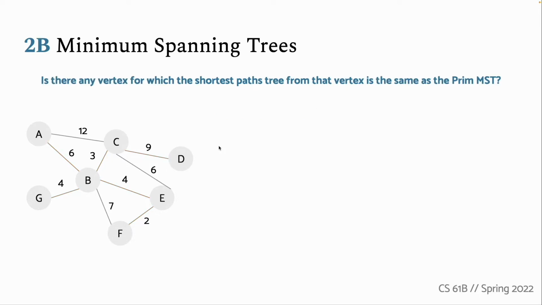Okay, so now let's do some more conceptual questions. Is there a vertex for which the shortest paths tree from that vertex is the same as the Prim MST in this graph? I'll give you a second to think about it. Okay, let's see. The answer is yes, and in this specific minimum spanning tree, there are actually 3. So let's explore one of these cases. So let's maybe do B.